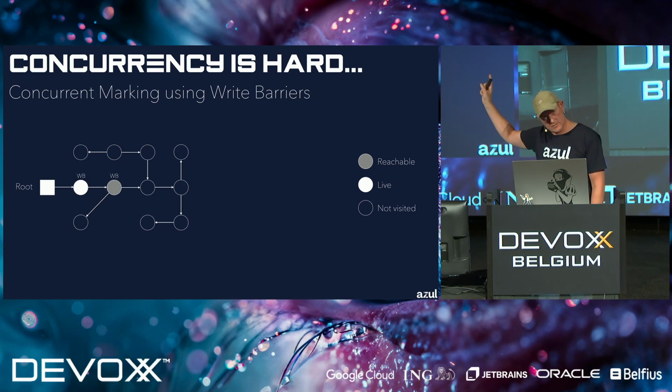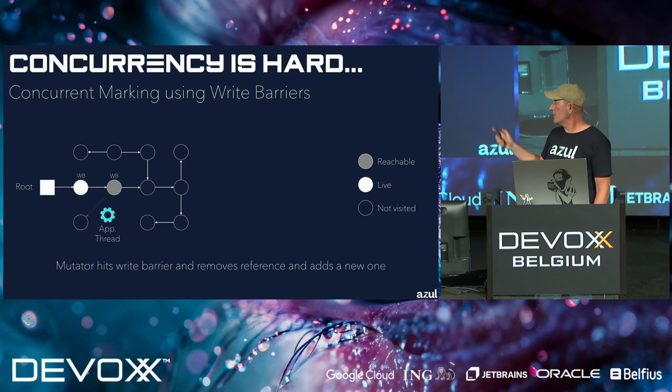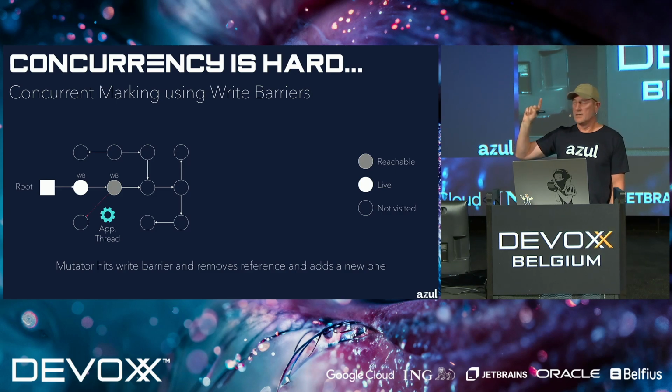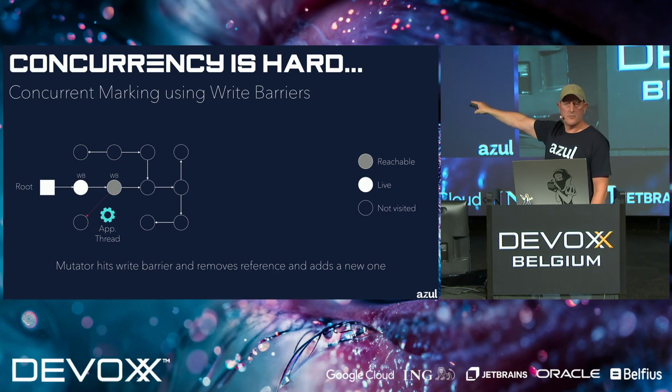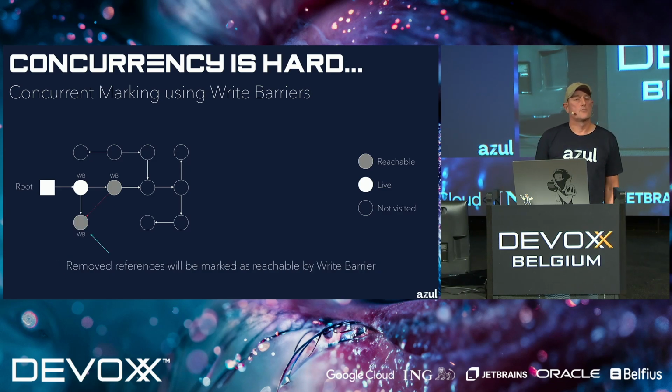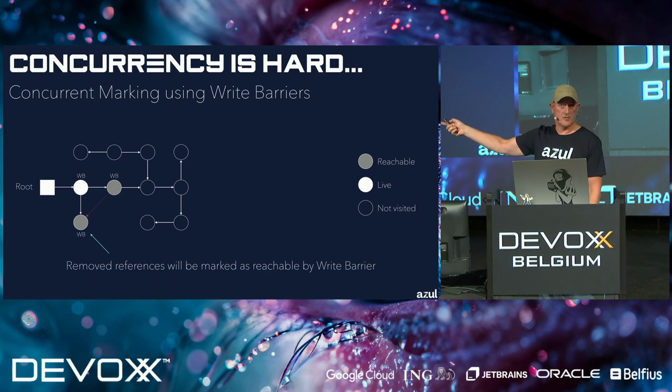Okay, cool. We went on to the next one. And now the same thing happens. The application thread steps in, but this time, when it removes the reference, it reaches the write barrier that we installed. In this case, I told the JVM, if this happens, the old object that was referenced will be marked as reachable. That's all. Not as live, only reachable. That's enough. The collector still has no idea that there was this change.